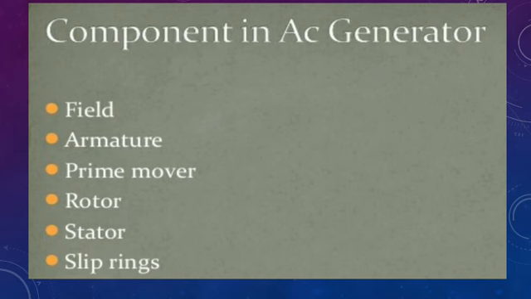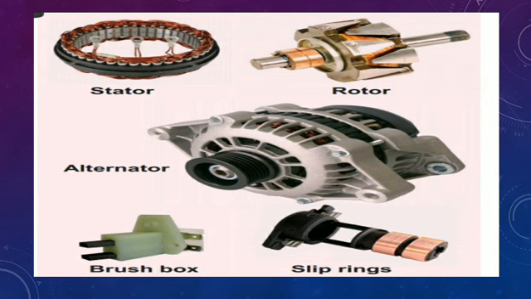Okay, students. See, in our book the components are given. This is the stator. It consists of a coil winding. Next, rotor. So this is the rotor inside this coil, and this is the slip rings. Now come to that alternator. So this is the alternator, that is generator.